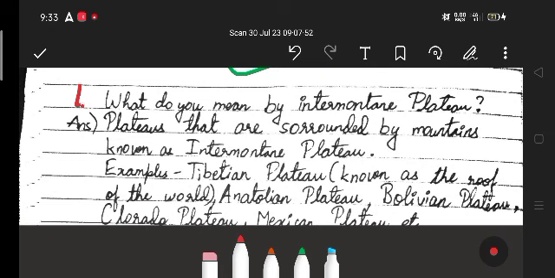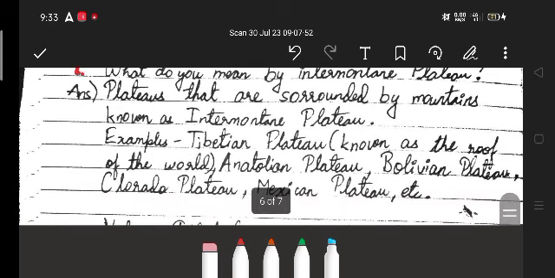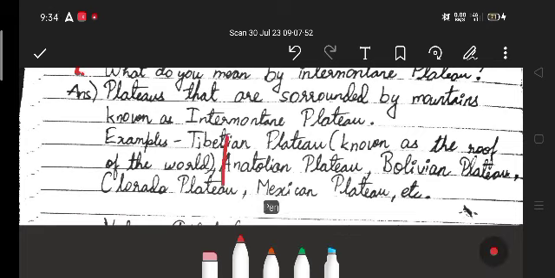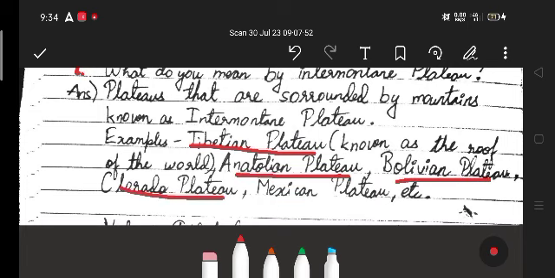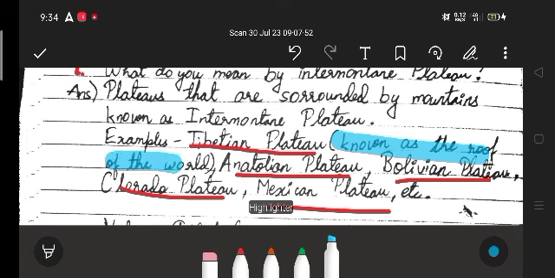What do you mean by an intermontane plateau? Plateaus that are surrounded by mountains are known as intermontane plateaus. I told you before also, an intermontane plateau is a plateau surrounded by mountains. Examples are the Tibetan plateau, Anatolian plateau, Bolivian plateau, Colorado plateau and Mexican plateau. The Tibetan plateau is also known as the roof of the world.